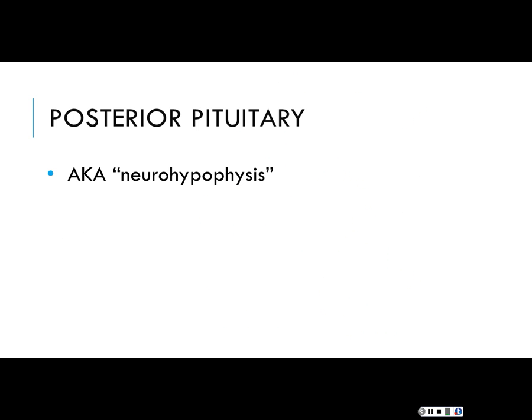The proper name for the posterior pituitary is called the neurohypophysis. Hypophysis is the name for the pituitary. Neuro tells us the posterior pituitary has what type of cells? Nerve cells. We identified last time that the posterior pituitary doesn't do any manufacturing of hormones, just storing in vesicles and releasing when activated by the hypothalamus. Just storage and release here at the posterior pituitary.